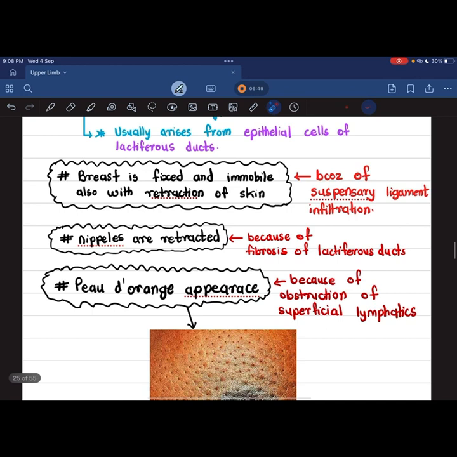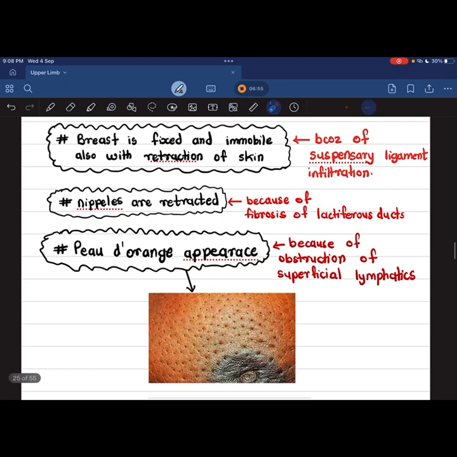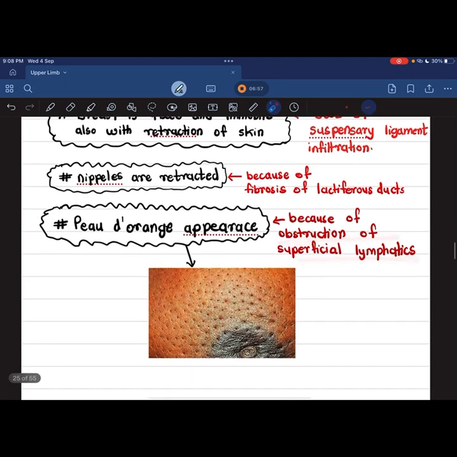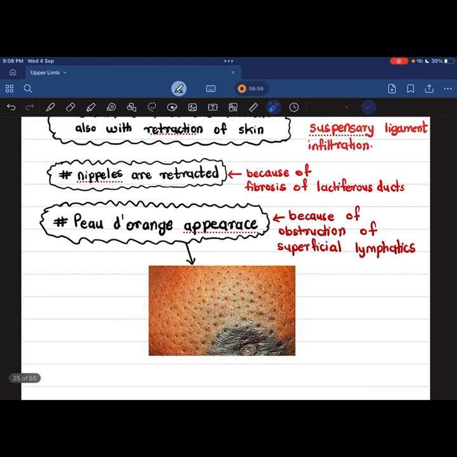And the appearance is peau d'orange, or orange-like appearance, meaning it appears like an orange. It is because of the obstruction of superficial lymphatics. As we can see in the photo, it looks like an orange.